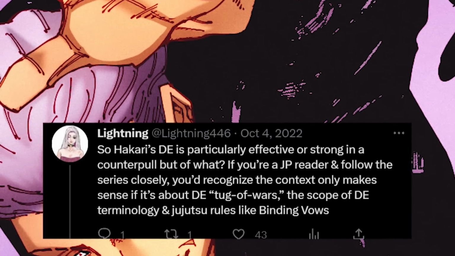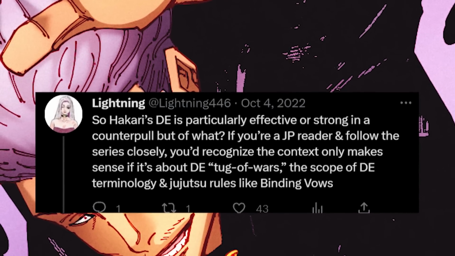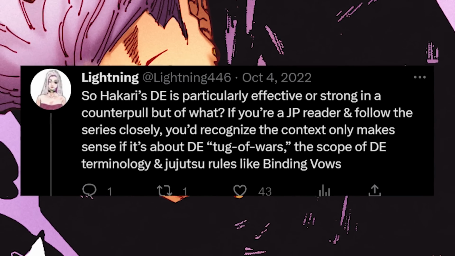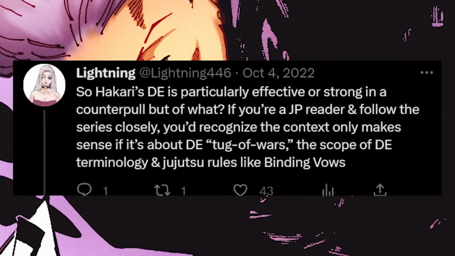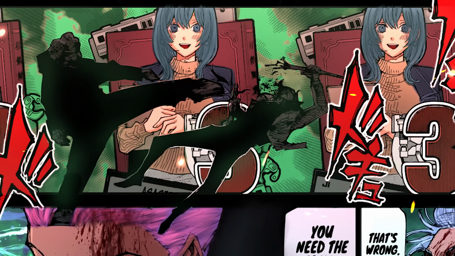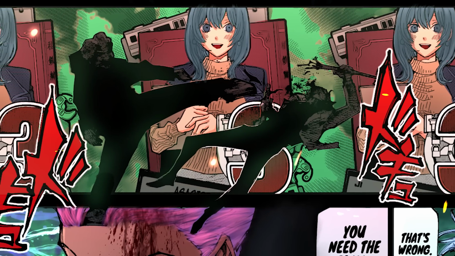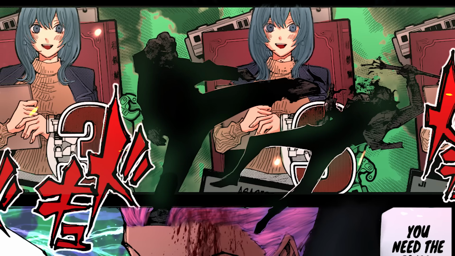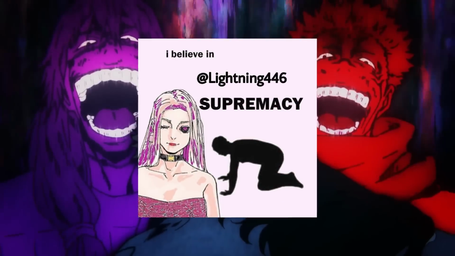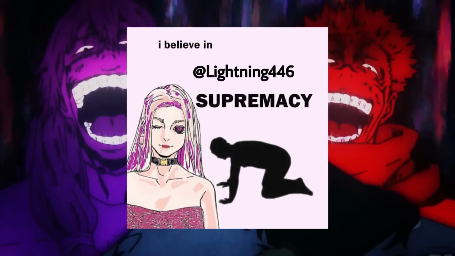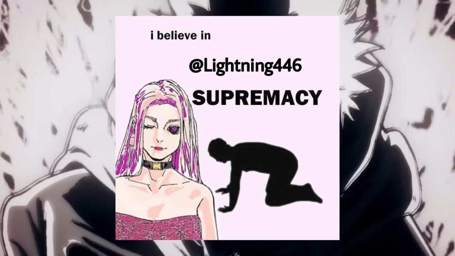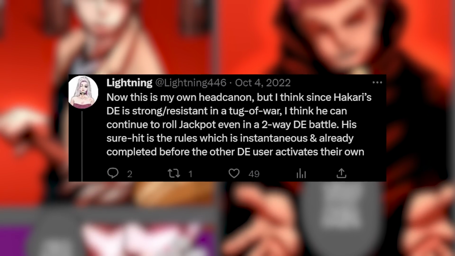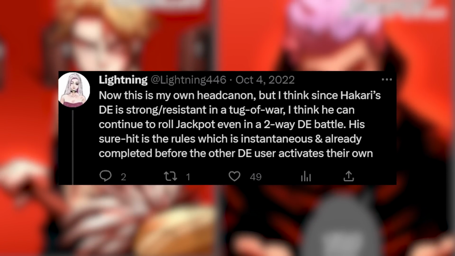Now, Hikari's domain has a harmless sure hit effect. However, as a trade-off, his activation time is near instantaneous, and he receives a boost in his domain expansion counterpull. Not that his domain couldn't be overpowered in the first place, but if Hikari deployed his domain first, the opponent has no real way to react or counter his harmless sure hit. Shout out again to Japanese translator Lightning446 for pointing this detail out. They are goated at this video, and they even expressed the theory that since Hikari is resistant in a tug of war, he would be able to keep rolling for a jackpot.